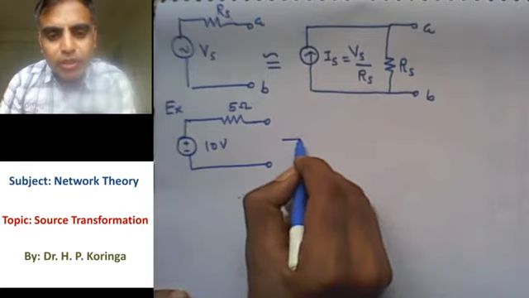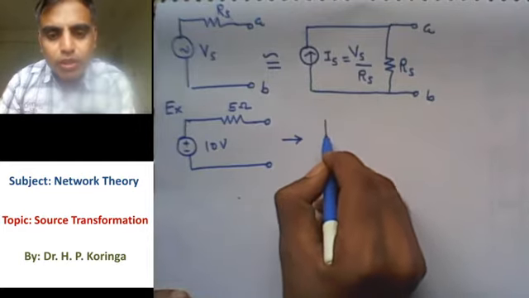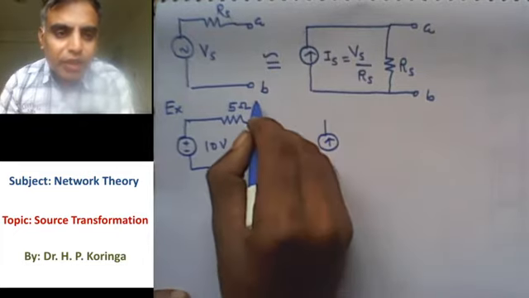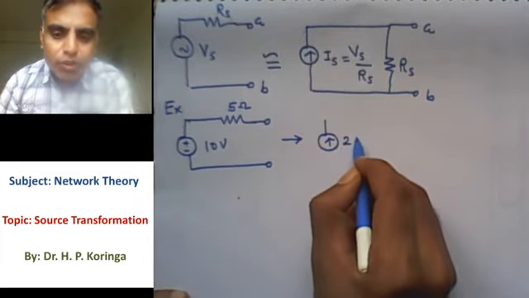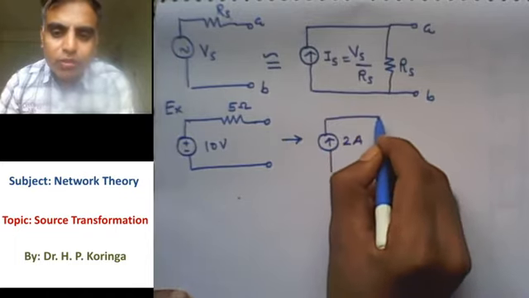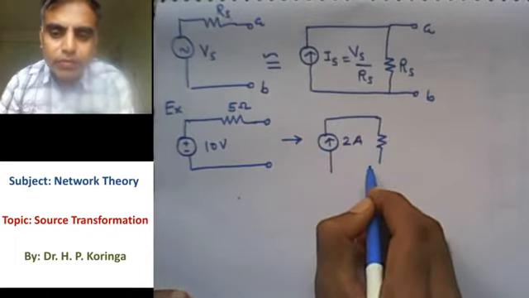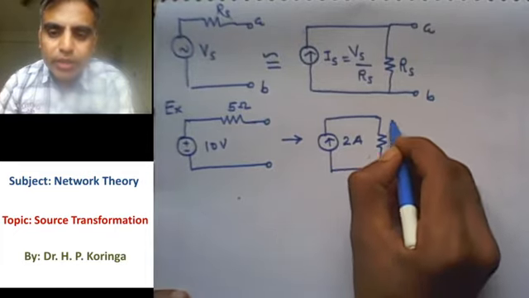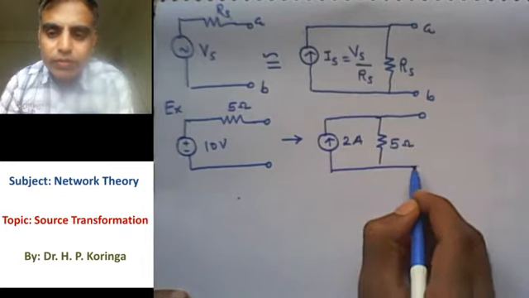This can be converted to the current source. The value of the current source is 10 divided by 5, so it is equal to 2 ampere, and the same value of resistance we have to connect in parallel.